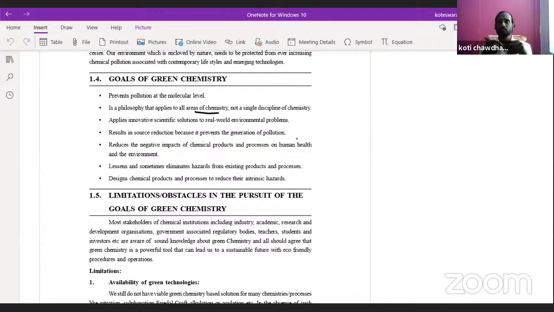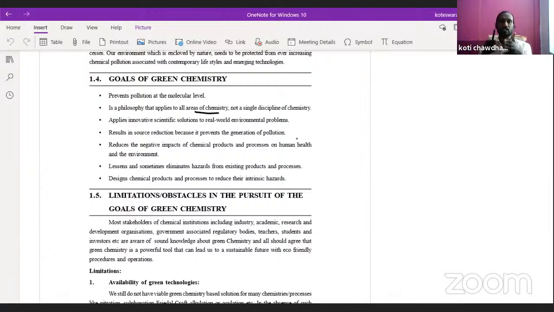Suppose whenever we are burning diesel or petrol, it causes environmental pollution. Now here the green approach is that we use the electric vehicle. Likewise, whenever we produce or use chemical products, we need to adopt the green procedure. Wherever the source causes pollution or hazards, we need to prevent that. That results in source pollution reduction, so we decrease the generation of pollution.